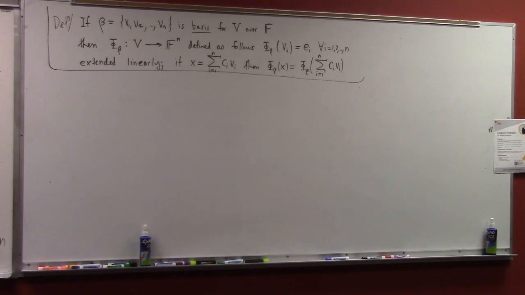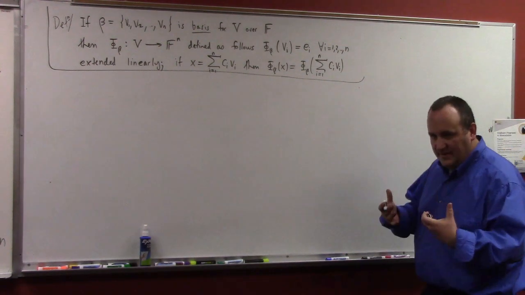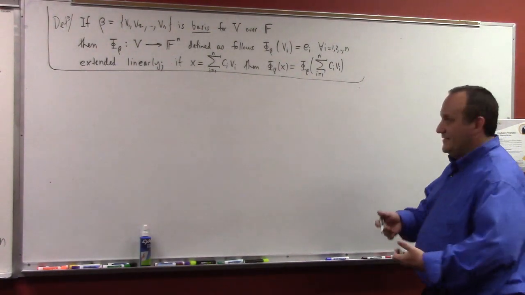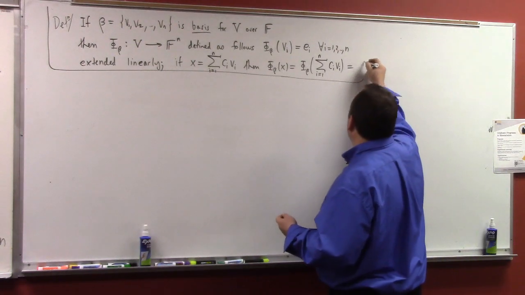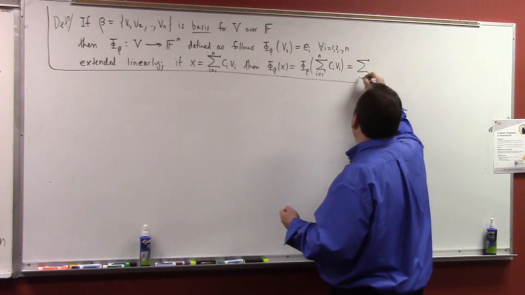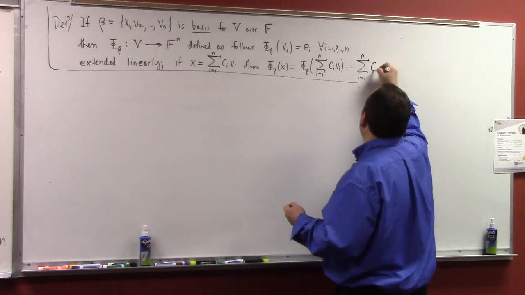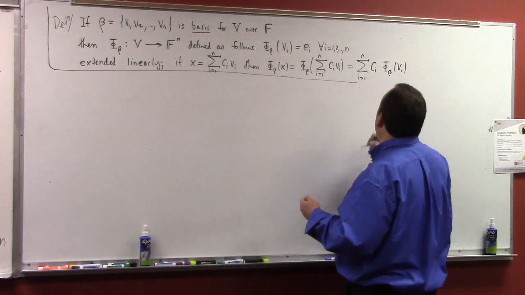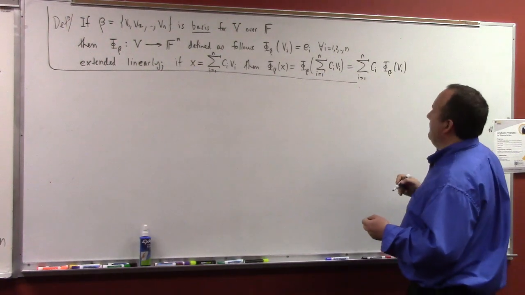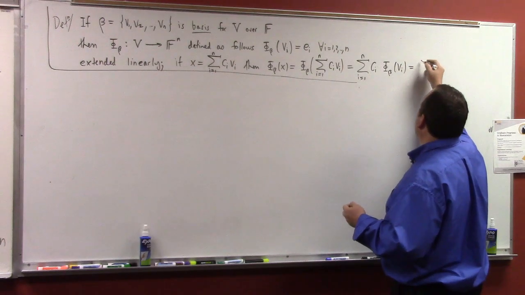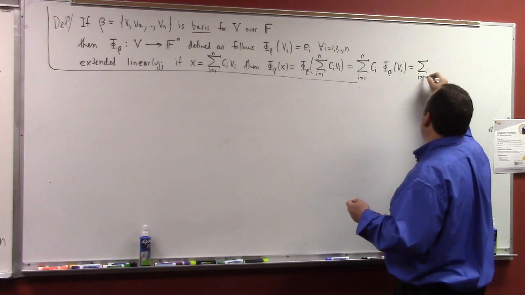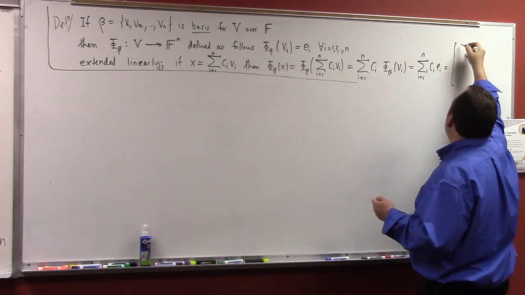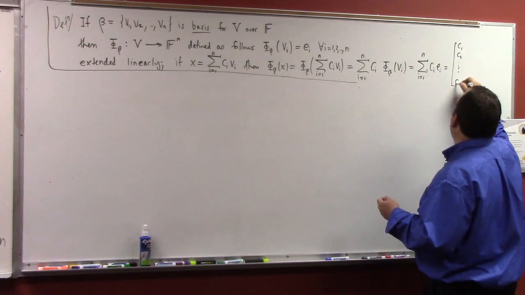Okay, so if phi beta is a linear transformation, which is what we mean by extended linearly, that's assuming linearity. That means you can pass the sum out, right? The sum of c_i and then phi beta of v_i. In other words, it's the sum i equals 1 to n of c_i e_i, which of course we could write as (c1, c2, ..., cn).